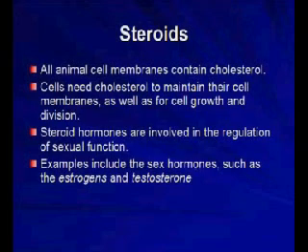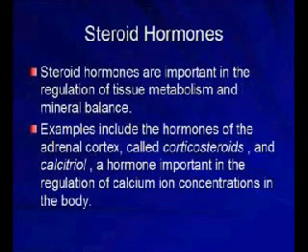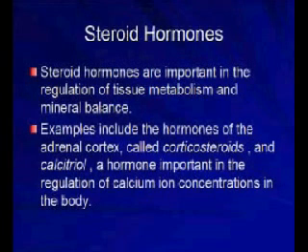Steroid hormones are involved in regulation of sexual function. Examples include sex hormones such as estrogen and testosterone. Again, we will go into these types of hormones later in the lecture series. Steroid hormones are also important in the regulation of tissue metabolism and mineral balance. Examples include hormones of the adrenal cortex called corticosteroids, and calcitriol, a hormone important in the regulation of calcium ion concentration in the body.